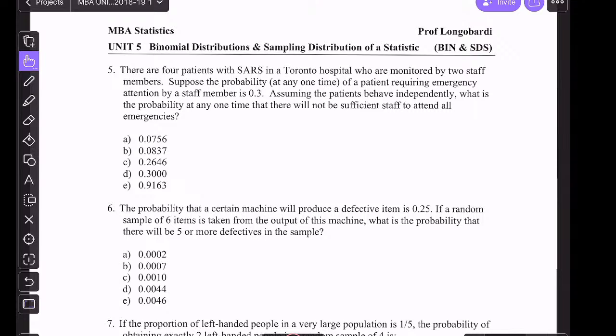Aha, so here's a problem about SARS. There are 4 patients with SARS in a Toronto hospital who are monitored by 2 staff members. Okay, let me set this up. Maybe it is a binomial. So let's see.